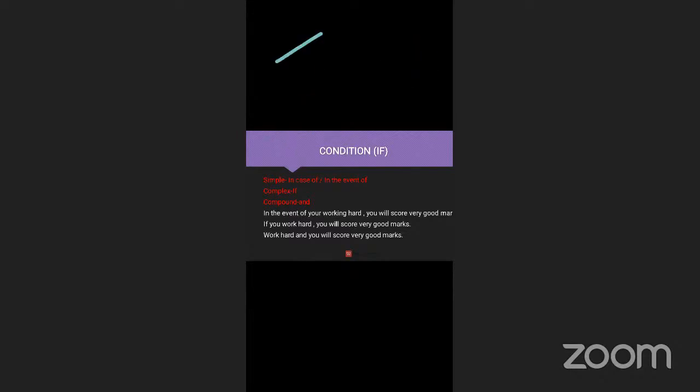We can see the if first. As for simple, compound, complex, how we can deal with the if, that we are going to see first. In a simple sentence, when we use condition, we can use in case of and in the event of as the phrases. Both can be used for the condition part in phrases, that is in a simple sentence. In a complex sentence, we can use if as it is, and in a compound sentence, and should be used.